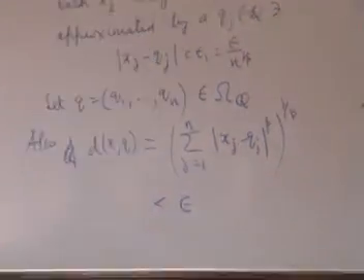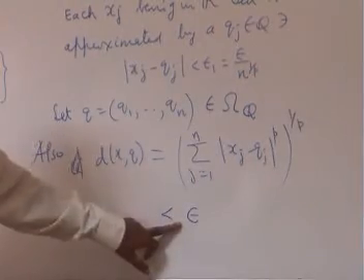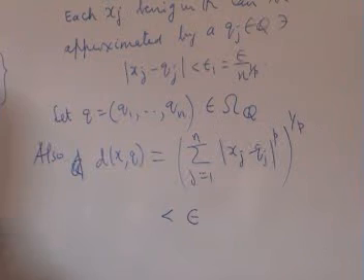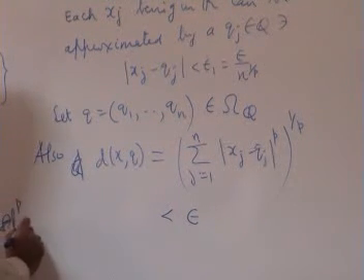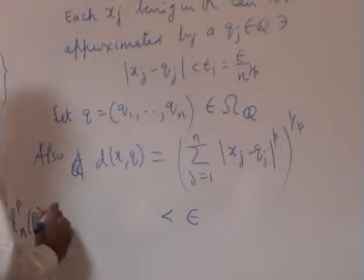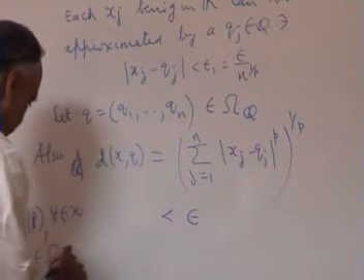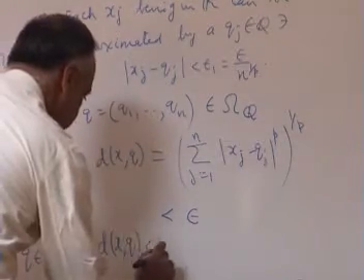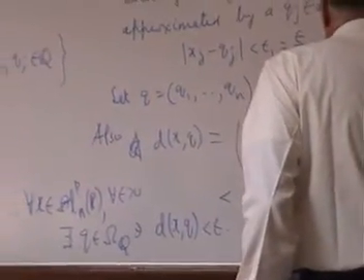So what we have shown therefore is, given any vector x, given any epsilon, we can find a q in omega q. Therefore, for every x in L_p^n(R), for every epsilon positive, there exists q in omega q such that d(x, q) is less than epsilon. That is, that ball contains a point of omega q. Therefore, omega q is dense.